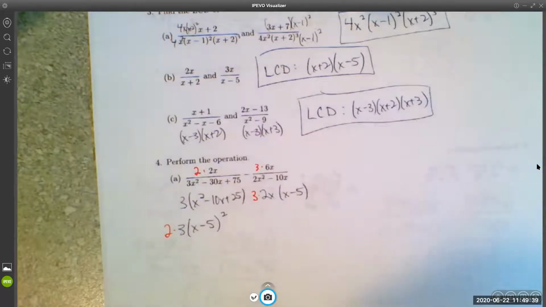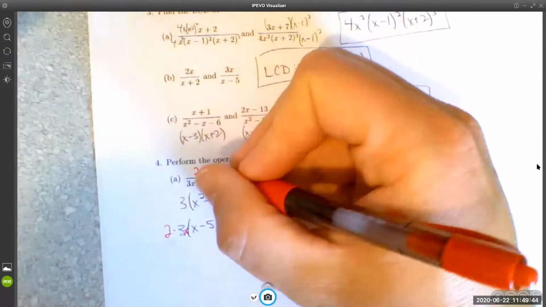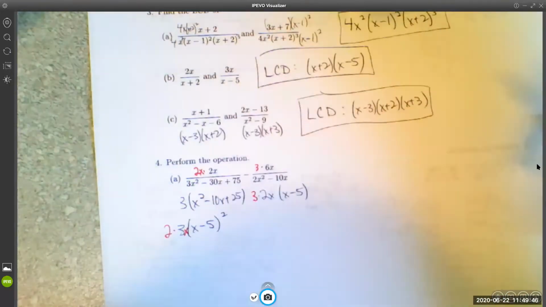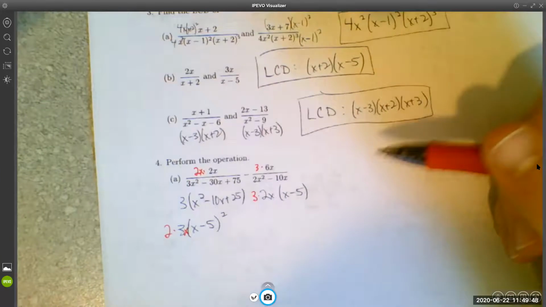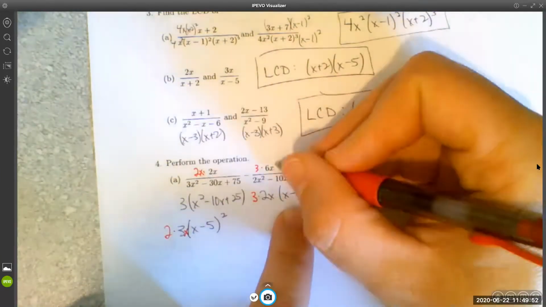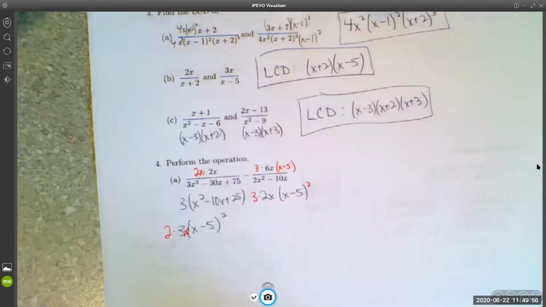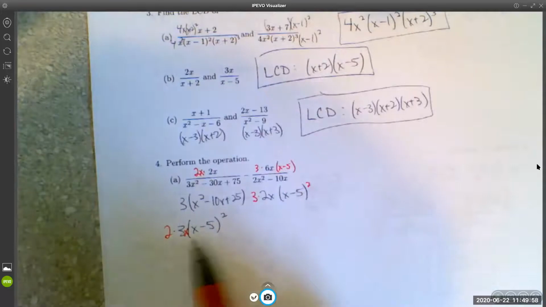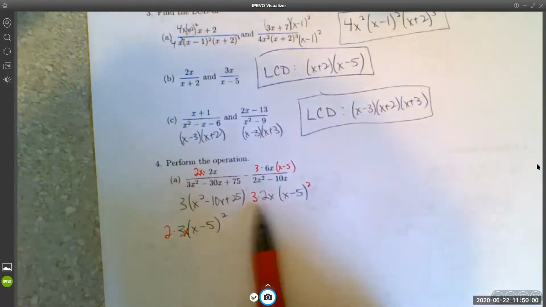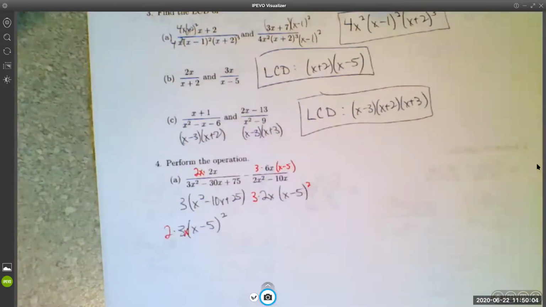What else am I missing? Here I'm missing an x. And what else am I missing? Here I'm missing another x minus 5, right? So I've got to get another x minus 5 on there. But now if I work all this out, I'm going to have 6x times x minus 5 squared. And here I'm going to have 6x times x minus 5 squared. So I'm going to have the same denominator in both cases.